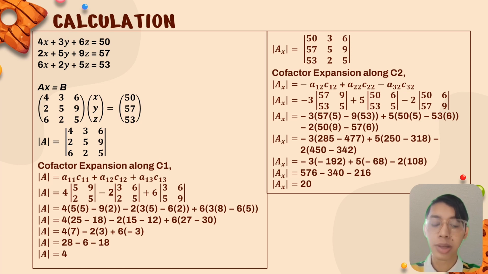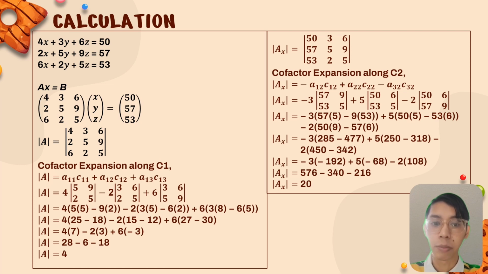After we expand it and subtract for each column, we got negative 3 multiplied by negative 192 plus 5 multiplied by negative 68 minus 2 multiplied by 108. And after we expand it, we got 576 minus 340 minus 216. And the final answer for the determinant x is 20. Then we apply this formula to the AY determinant.